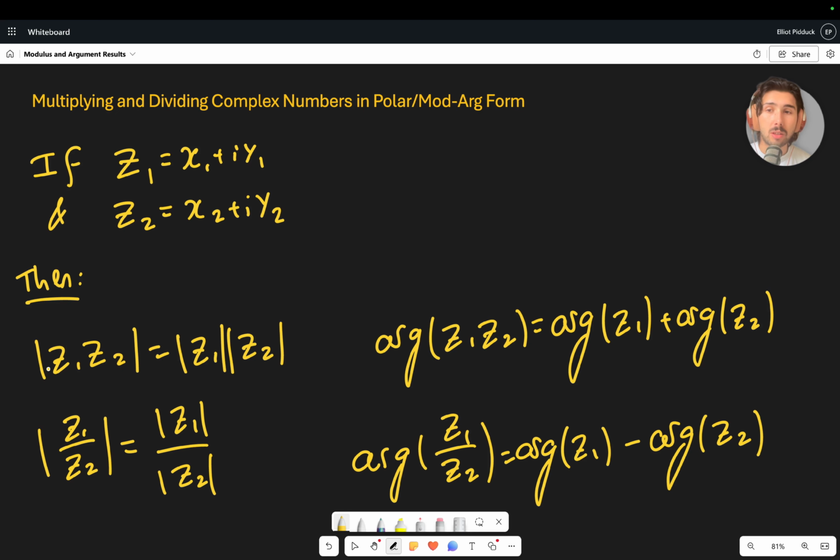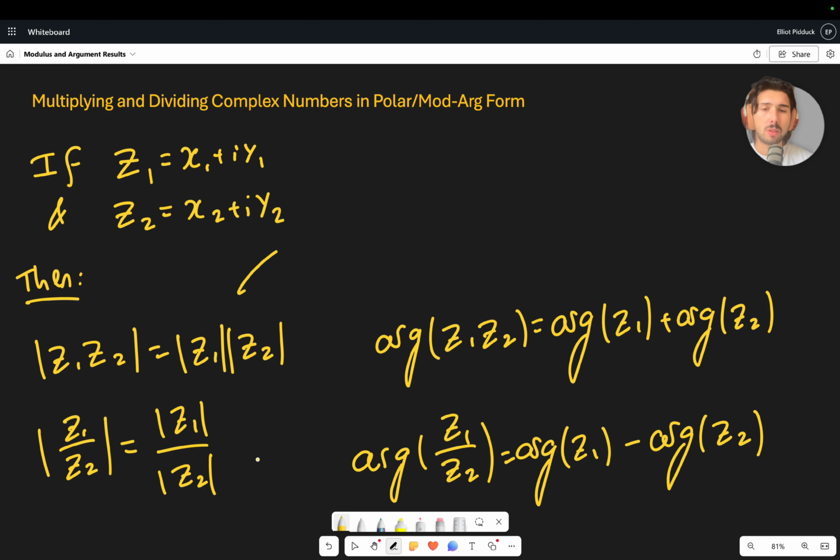So the first one says that the modulus of z1 times z2 is the modulus of z1 times the modulus of z2. The second one says that the modulus of z1 divided by z2 is equal to the modulus of z1 divided by the modulus of z2. The third one says that the argument of the two complex numbers multiplied together is the sum of the separate arguments. And finally, the argument of the quotient, or the fraction, of z1 and z2 is the difference of the arguments, like this.